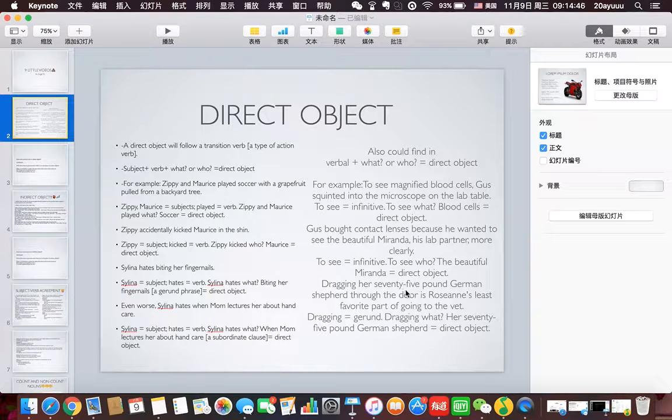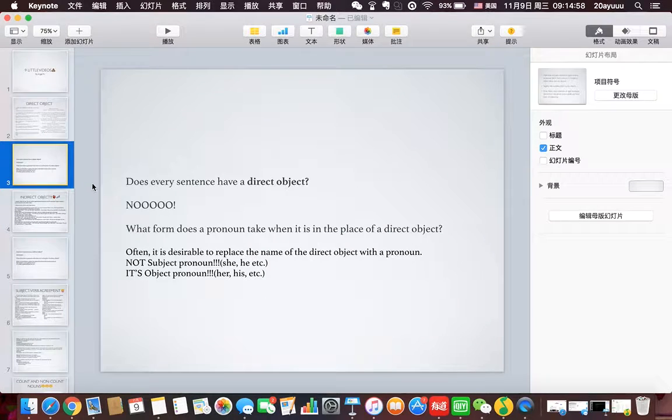Dragging her 75-pound German Shepherd through the door is Rosanna's least favorite part of going to the vet. Dragging equals gerund. Dragging what? Her 75-pound German Shepherd equals direct object. Does every sentence have to have a direct object? The answer is no. What form does a pronoun take when it is in the place of the direct object? Often it is desirable to replace the name of the direct object with a pronoun, not a subject pronoun like she or he, for example. It is an object pronoun, like her or him, for example.